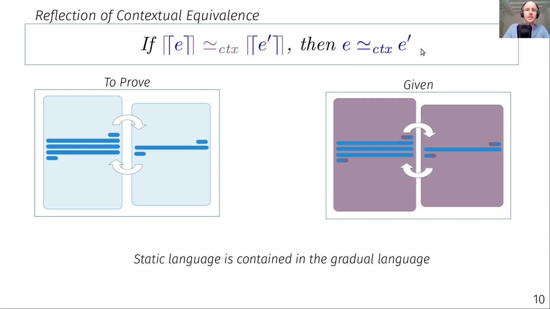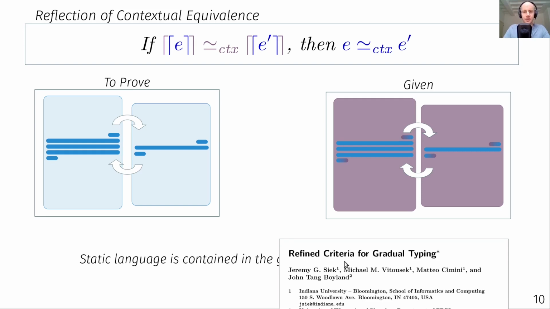This is a bit less interesting because it follows from the fact that the static language is contained in the gradual one. Indeed, given that no gradual context can distinguish between two terms, we must prove that no static context can either. But a static context is just a special case of a gradual context. So this follows naturally from the fact that the static language is contained in the gradual one. And this is exactly one of the refined criteria.